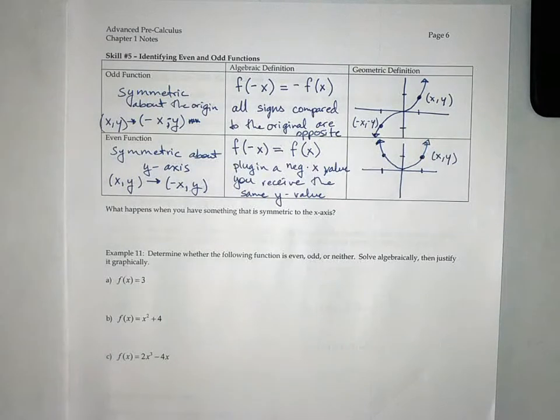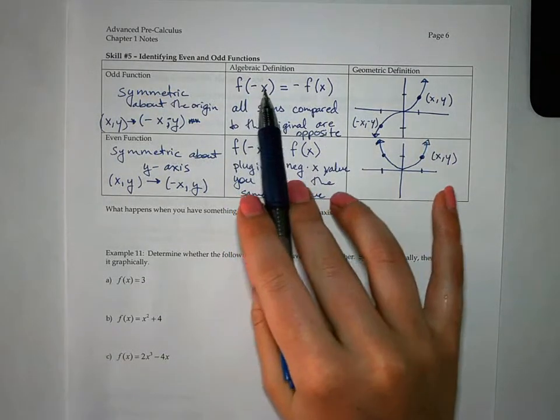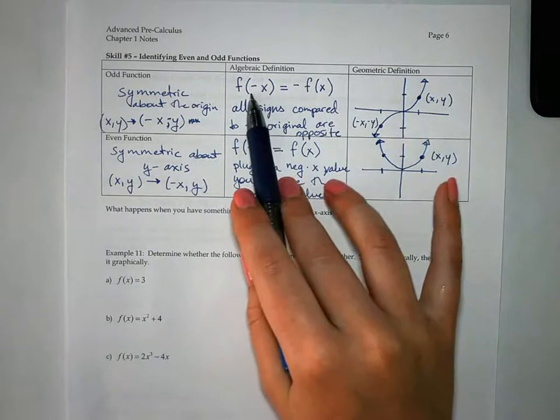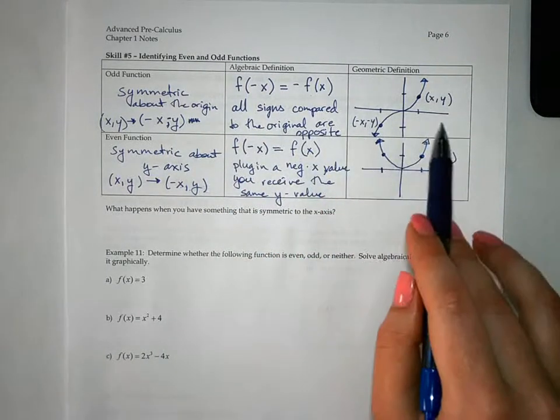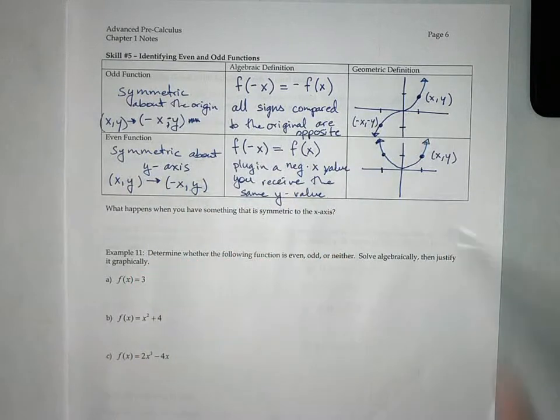Again, notice that we're using part of your rule of 4 here. Our algebraic or analytical definitions are the f of x's that you see. We have our geometric or our graphical, and then we have our verbal down here. So we're using 3 out of your 4.